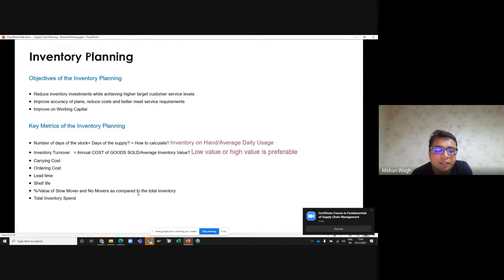Management looks at this through a very tight lens: it should not happen, and the company should not end up losing its profit. So inventory is one of the key important topics in the supply chain.